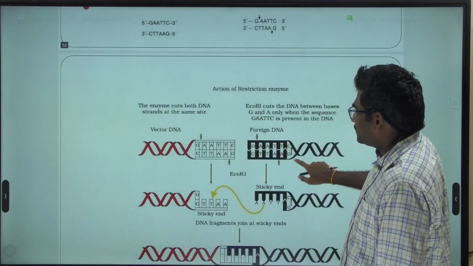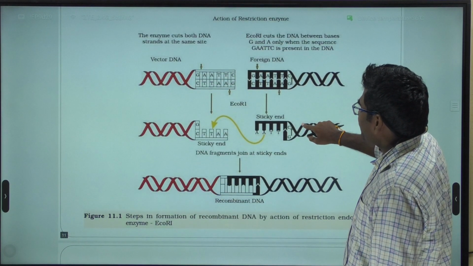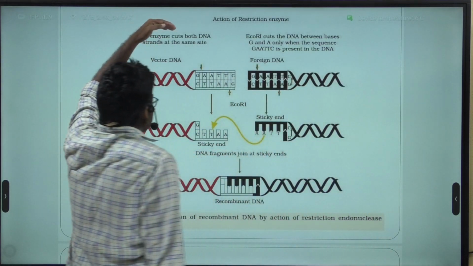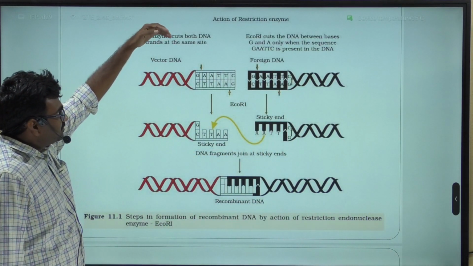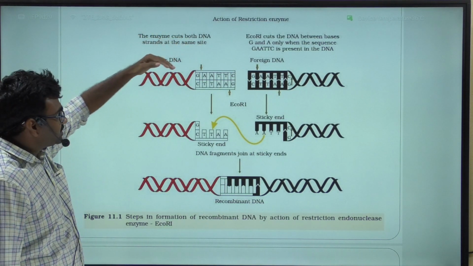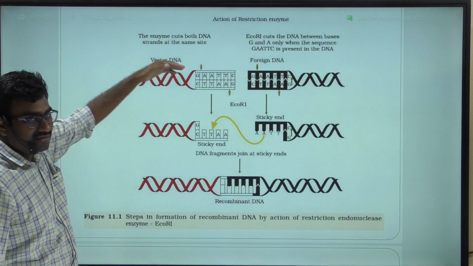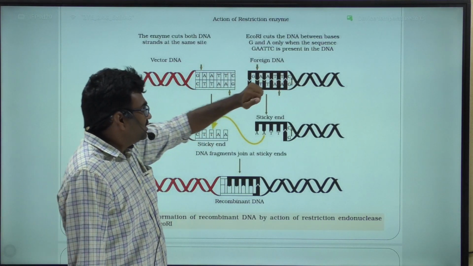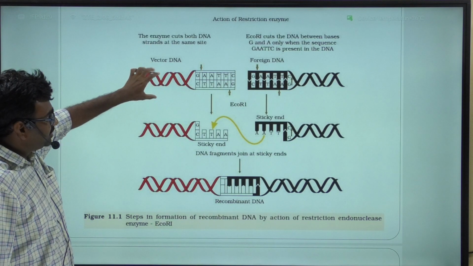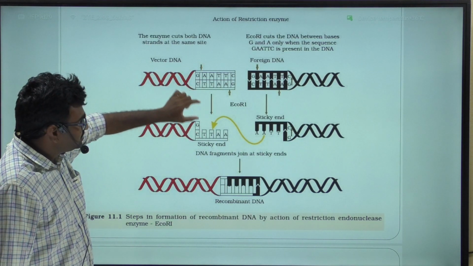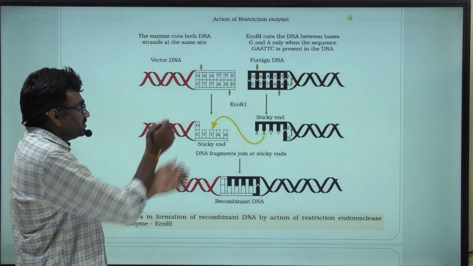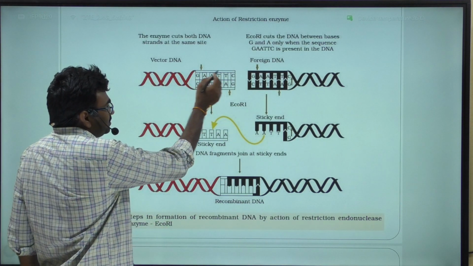Okay, right. So here is the action of restriction enzymes. The enzyme EcoRI cuts both DNA strands at the same time. Both DNA strands means the vector DNA as well as the foreign DNA. If you look at the image, here it is a vector DNA. It has a specific sequence, that is GAATTC. One strand is 5 prime to 3 prime.